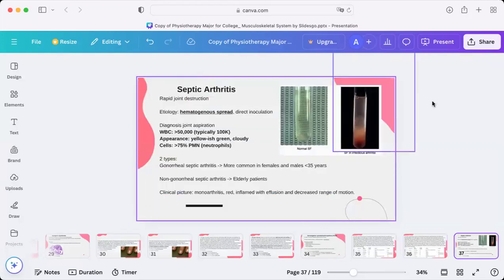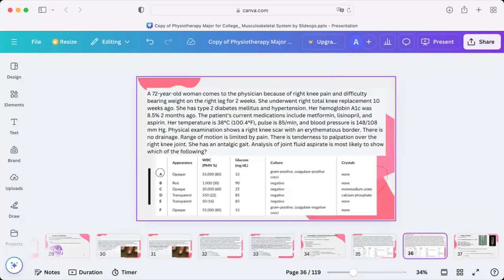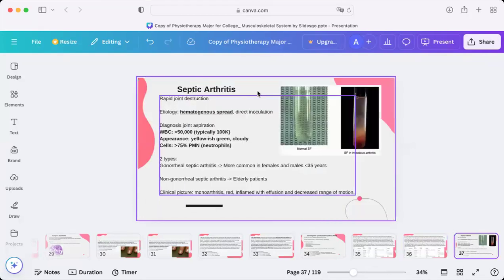Okay, so we have septic arthritis, guys. What is the most common way to get septic arthritis? The most common way one person can acquire septic arthritis. Good job. Just know that if it's a man over 35 years, it's likely not gonorrheal; less than 35 years, it's most likely gonorrheal, okay?